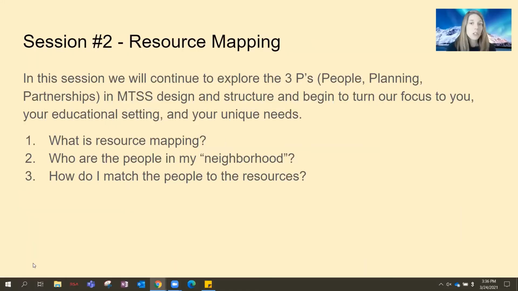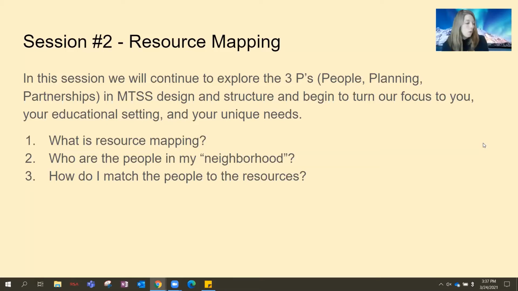And in this session, we are going to continue to explore the 3 Ps. If you remember from 2 weeks ago, the 3 Ps were people, planning, and partnerships. In this case, we're really looking at the people and the planning. The people and the planning are going to be the primary focus of this particular session. The partnerships come along later, once you've got your resource map built, and then you can use that to create partnerships among the people and the resources that you have available.